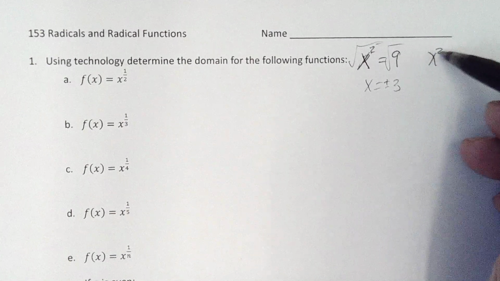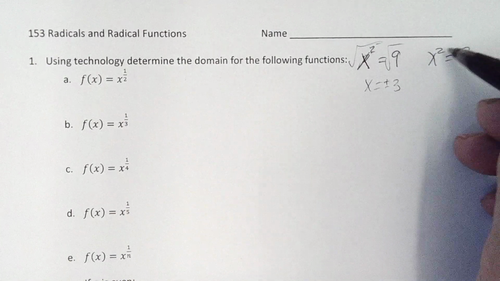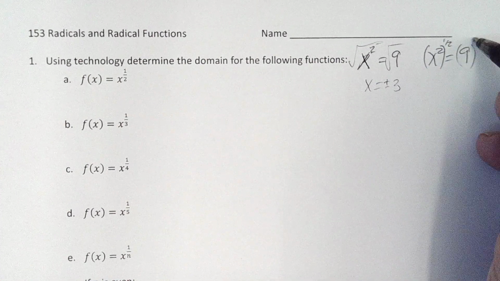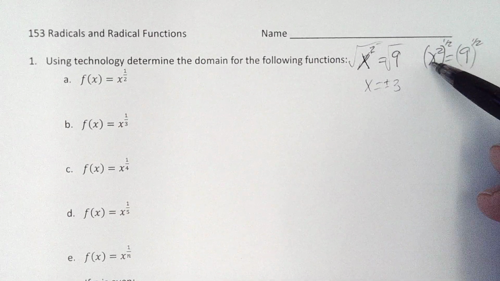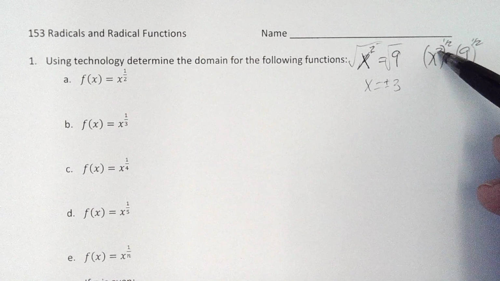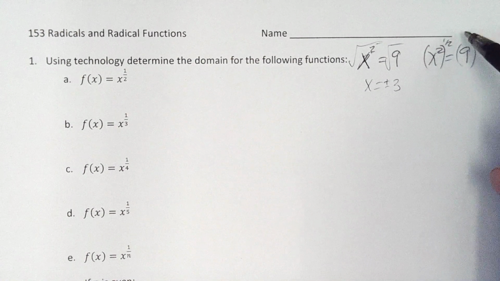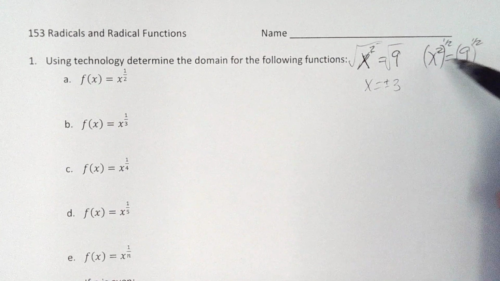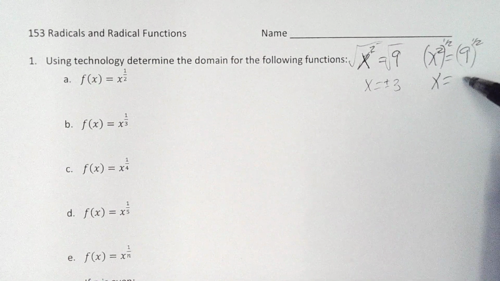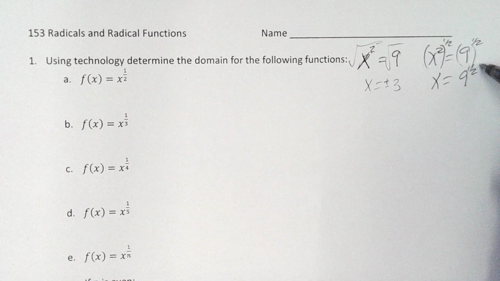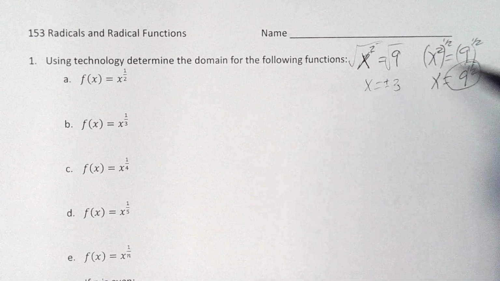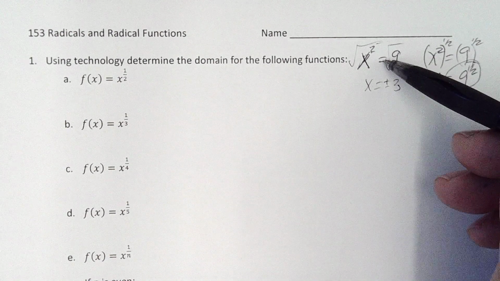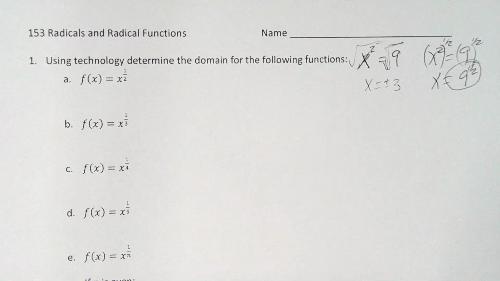But if you had x squared equals 9 and you decided to take it to the 1/2 power, when you've got a base to a power, you multiply the powers. 2 times a half is 1, or half of 2 is 1. You get x equals 9 to the 1/2, which is plus or minus 3. So 9 to the half is the same as the square root.